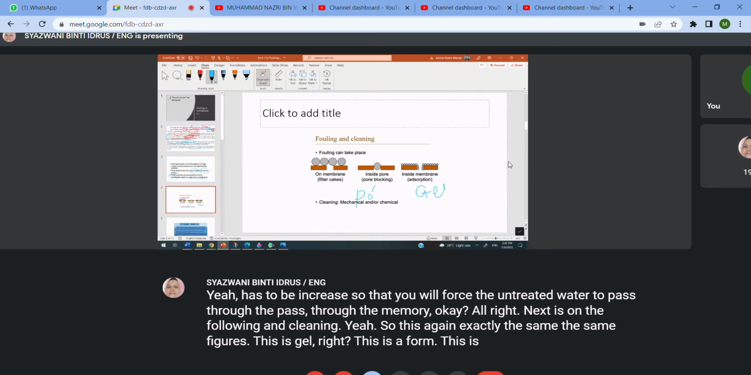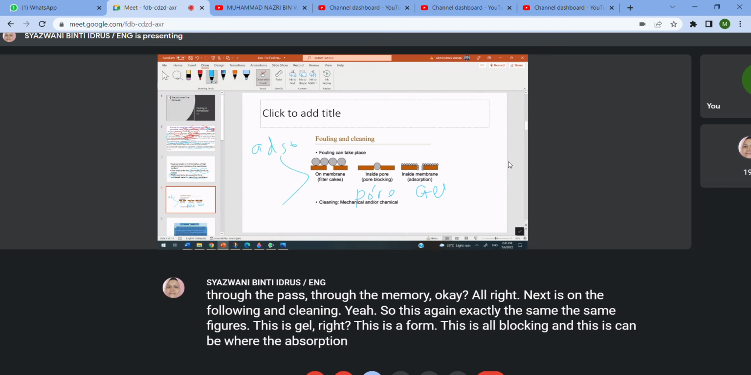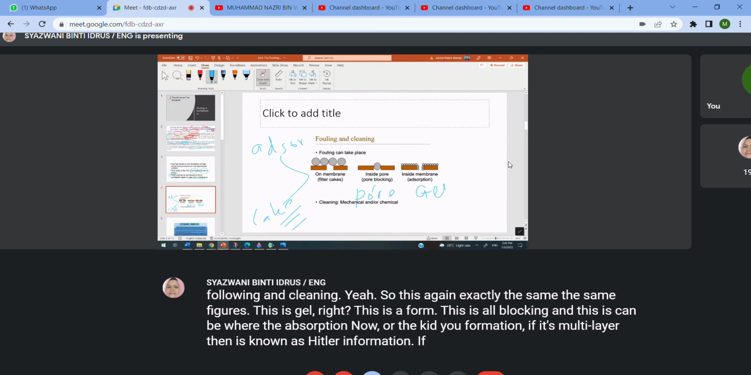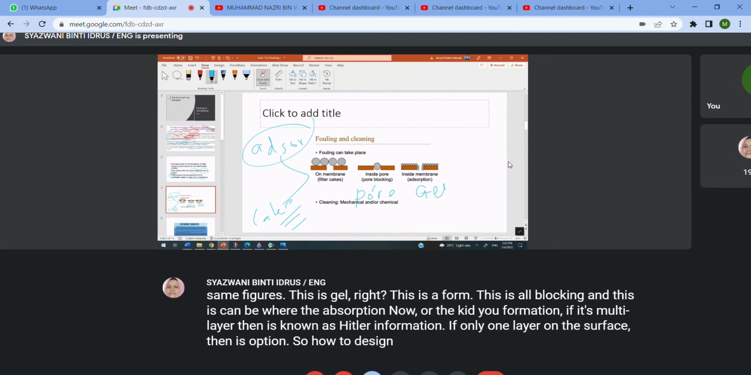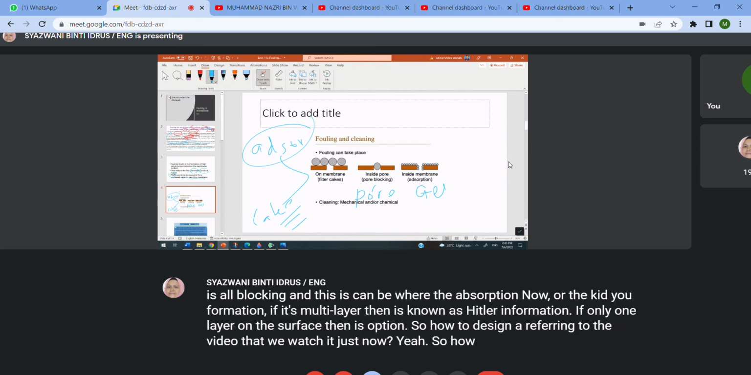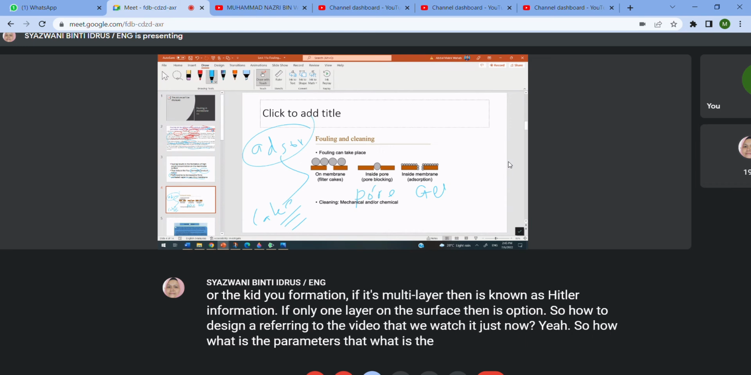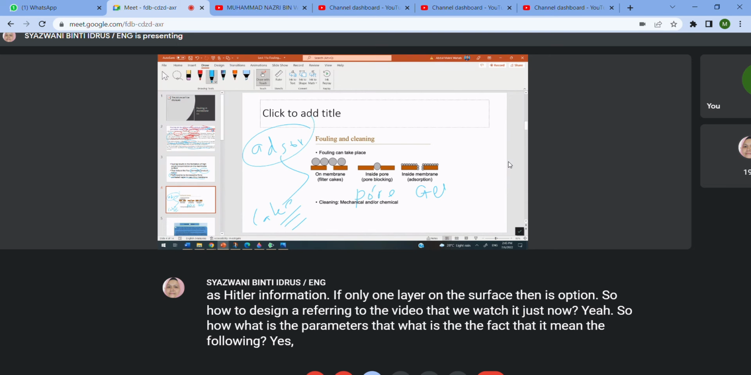This is pore blocking, and this can be either adsorption or cake layer formation. If it's multi-layer, then it's known as cake layer formation. If only one layer on the surface, then it's adsorption. So how to decide? Referring to the video that we watched just now, what are the parameters, what is the factor that determines the fouling? It depends on the ingredients of the water or wastewater to be treated.